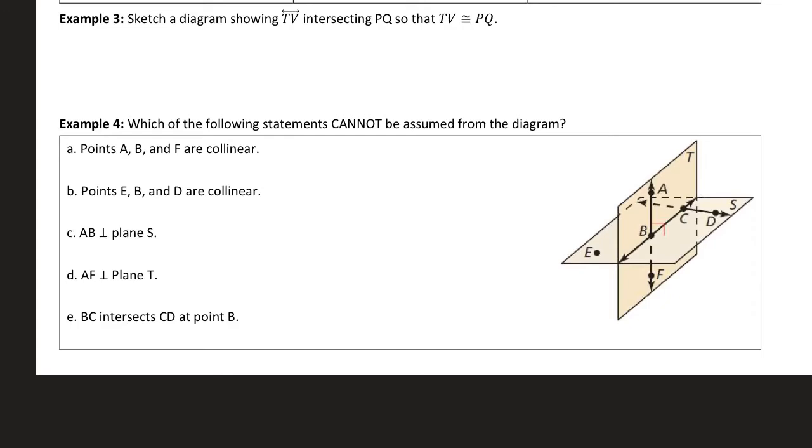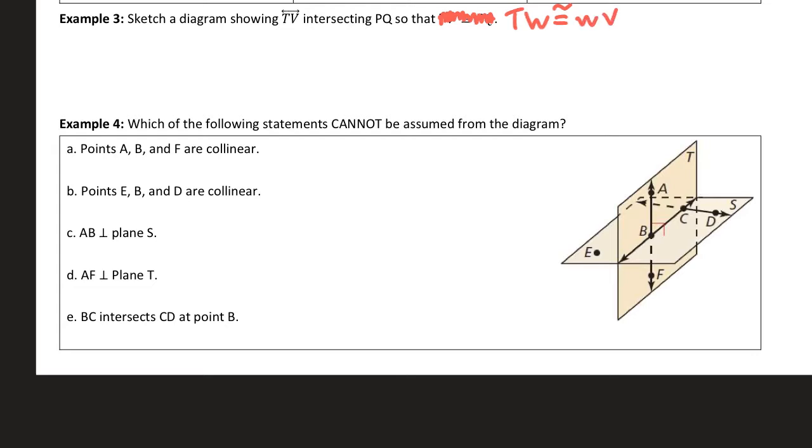Okay, so this next skill we're going to work on with example 3 is taking a description and drawing a diagram from that description. It says sketch a diagram showing TV intersecting PQ so that, and I made a little bit of a typo here, so we're going to switch around these letters. I'm going to say TW is congruent to WV, okay?